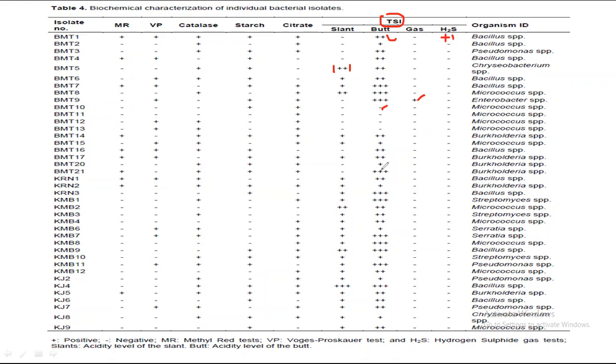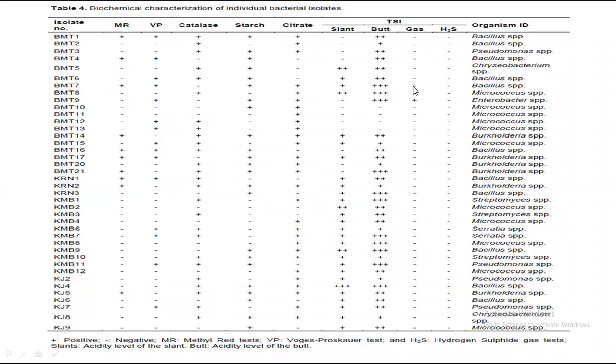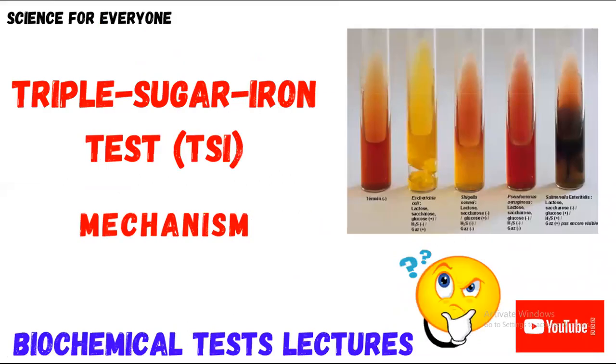And these all are the species that are giving such results. If you get the results, you can enter your butt color and the slant color, the carbohydrate fermented, the blackening and the H2S production. You can fill in this table, and this table can be given to you by your examiner. So this was all about the triple sugar iron test, and I have explained each and everything.